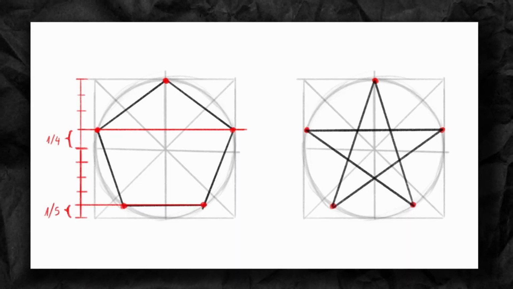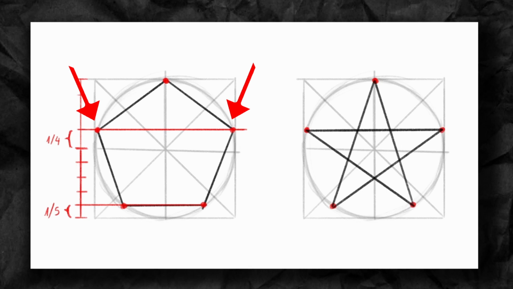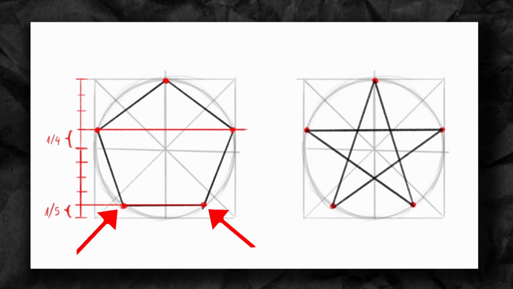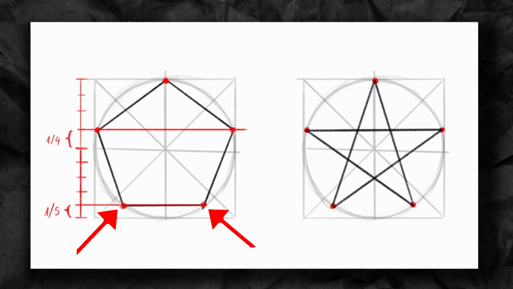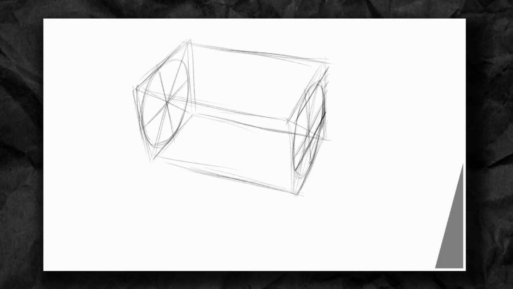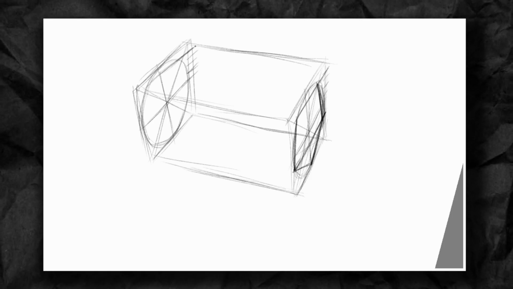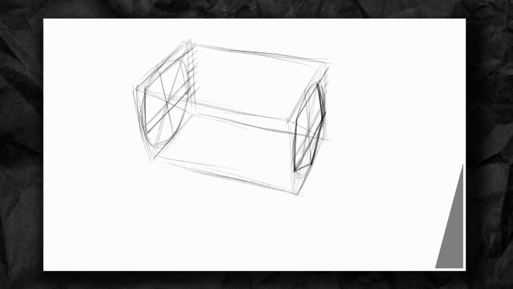As you can see, these points are 1/4 of the way between the center and the top of the square, and these two are 1/5 of the way between the bottom and the center. So instead of doing all the steps I showed you during the pentagon and pentagram entry, just draw a circle and measure these two distances.